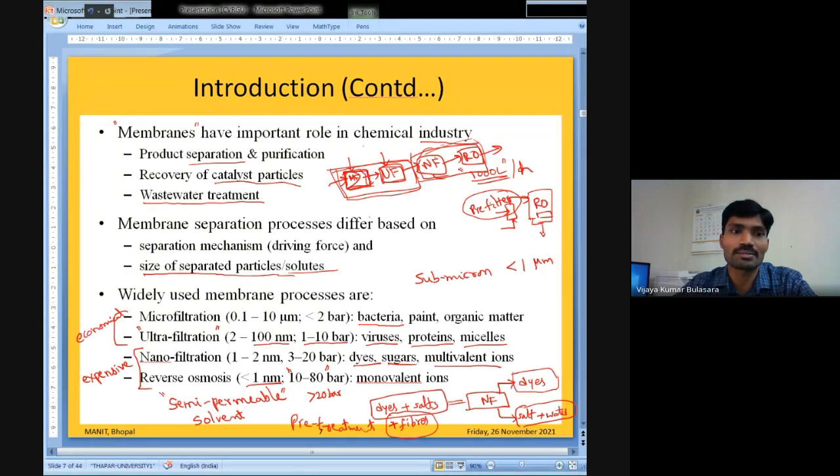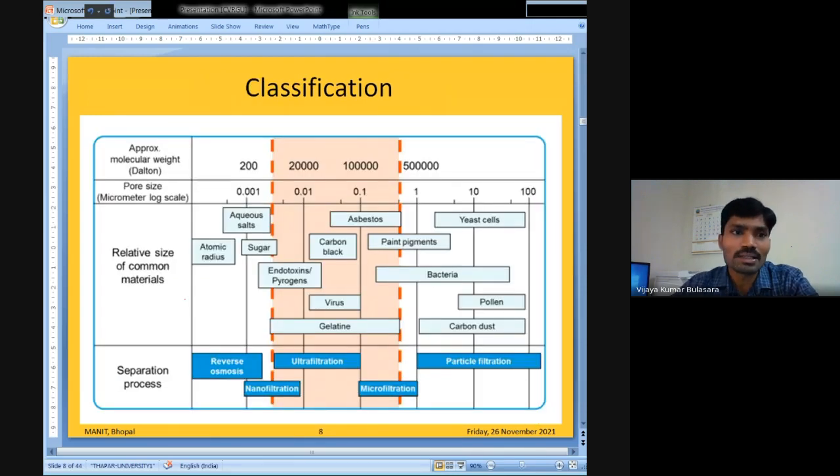Okay, the same is explained here, like relative size of common materials, where here it is 100 micrometers and here it is 1 nanometer. Okay, so between these, the microfiltration process ranges from like 0.1 to 1 micron or 1 to 10 microns.